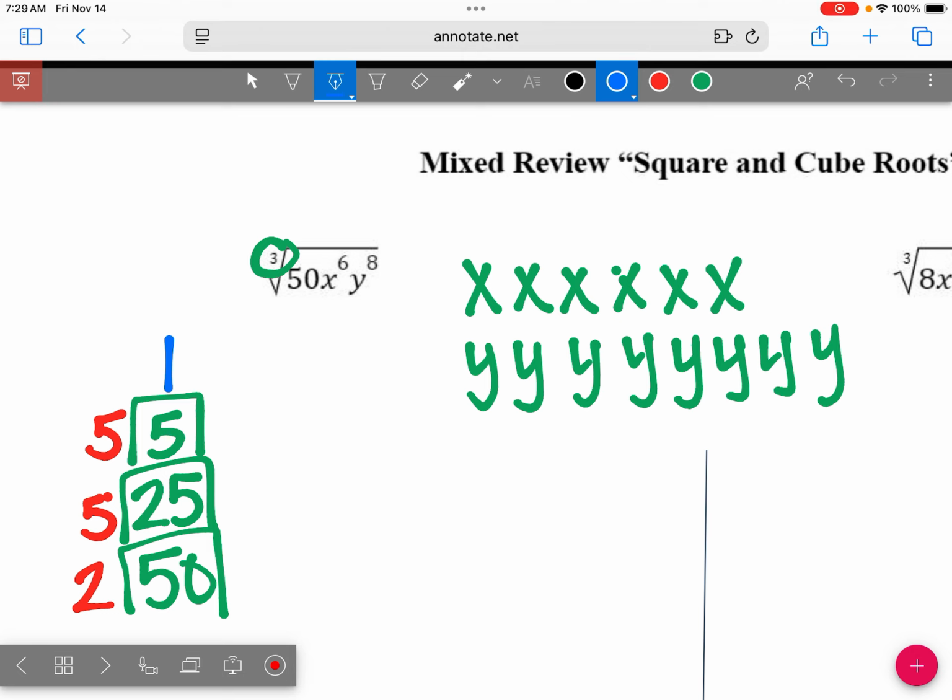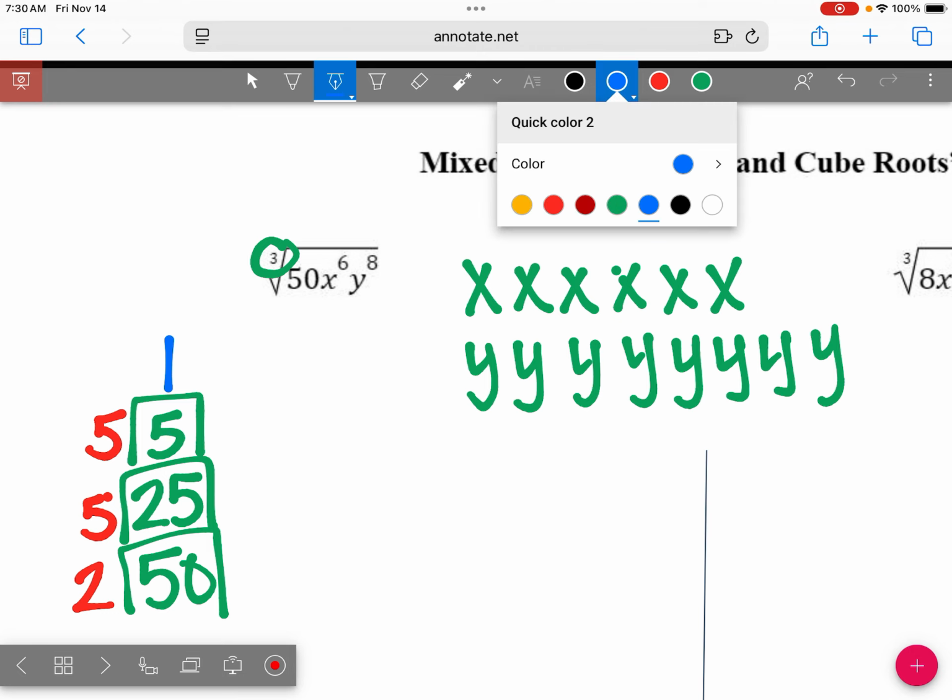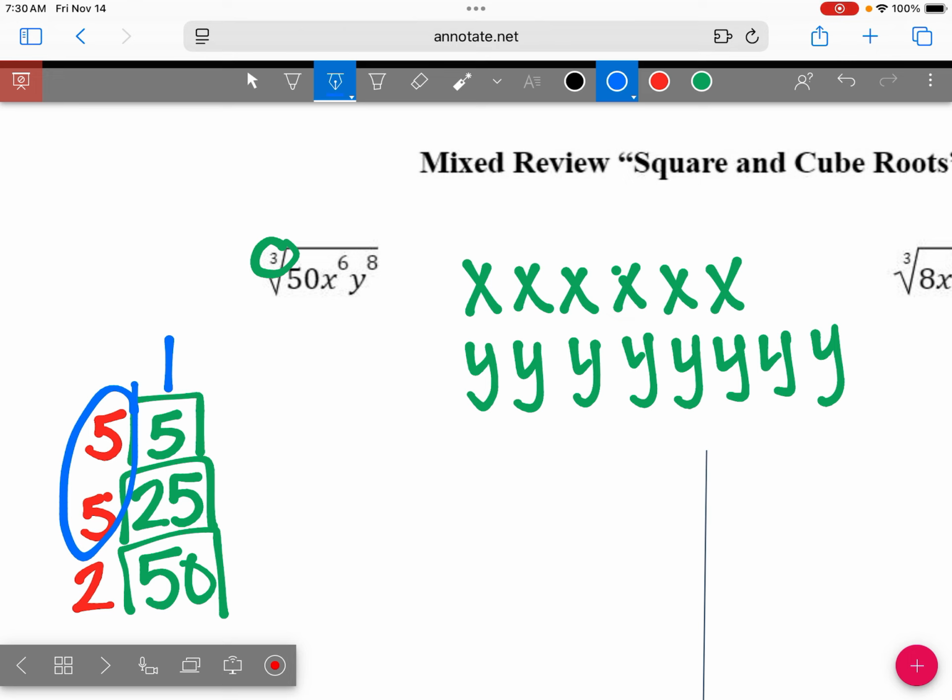So first I divided the 50 by 2 and I got 25. And then I divided 25 by 5 and I got 5. And then 5 divided by 5 is 1. So I do have one set of twin 5s. So that's coming out.